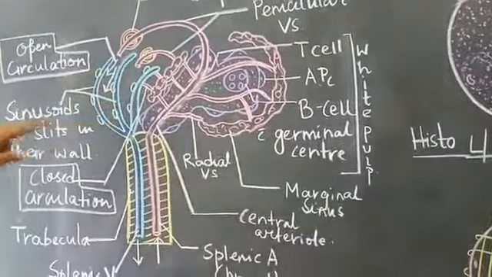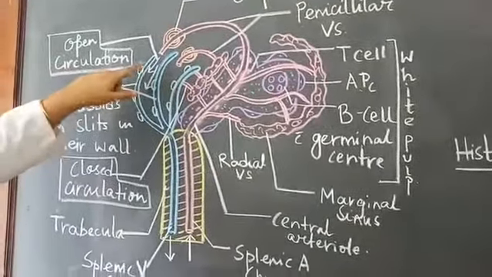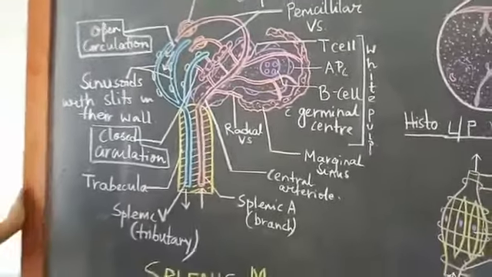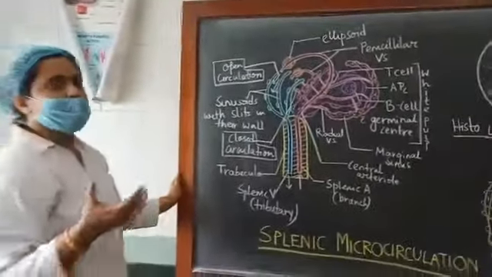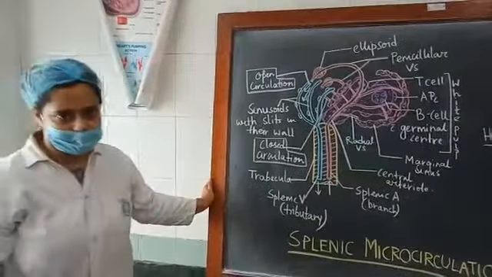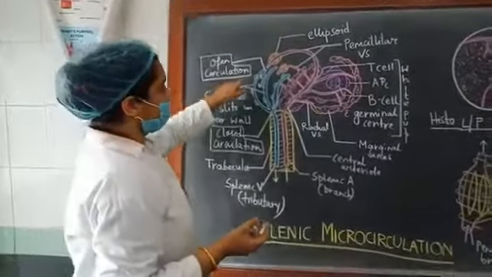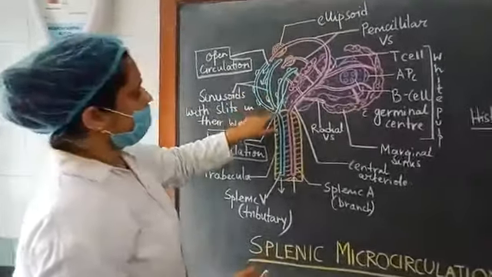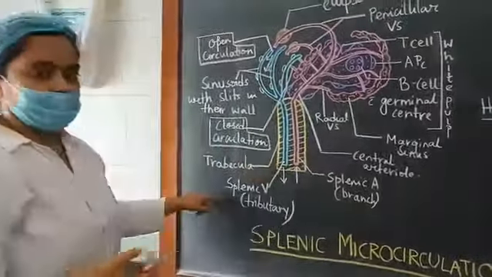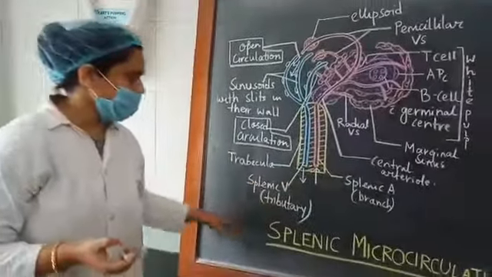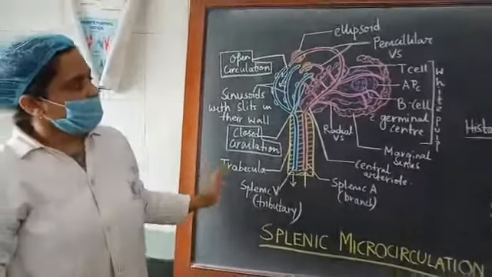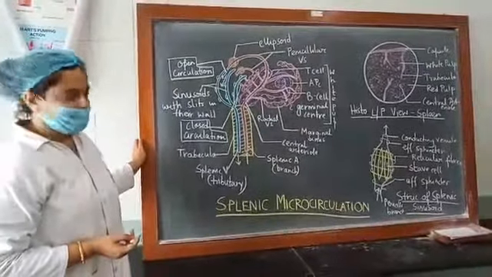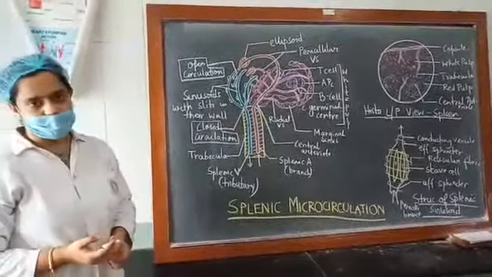Through these anastomosing Billroth's cords the blood will pass, and the macrophages present in the walls of these cords will engulf the defective RBCs, the senescent RBCs. After that the blood will pass through these sinusoids, and ultimately through the tributaries of the splenic vein. So this is all about the splenic circulation in a nutshell. Thank you.